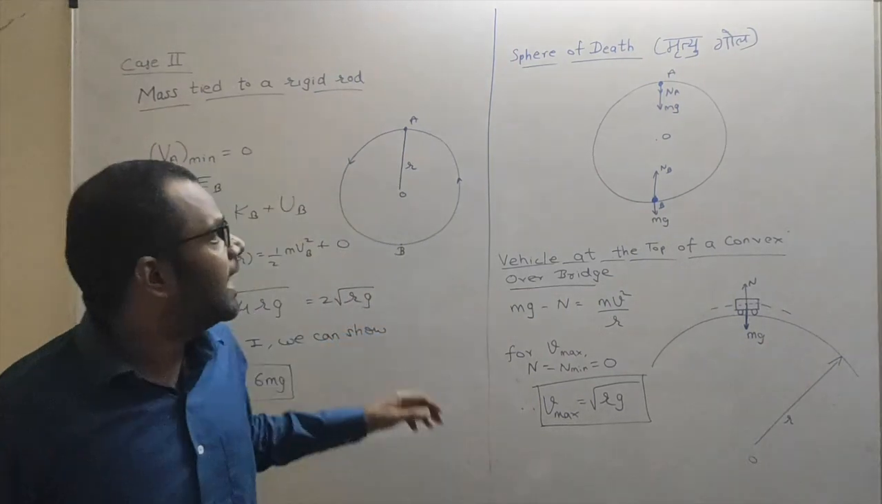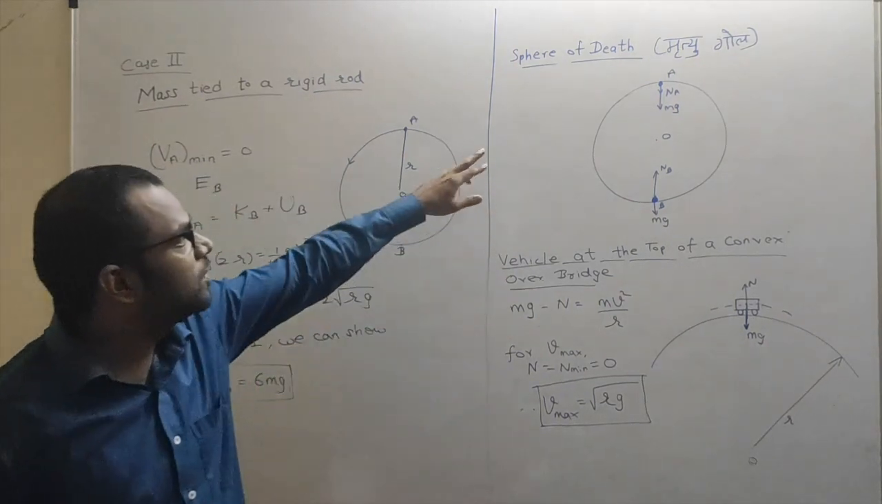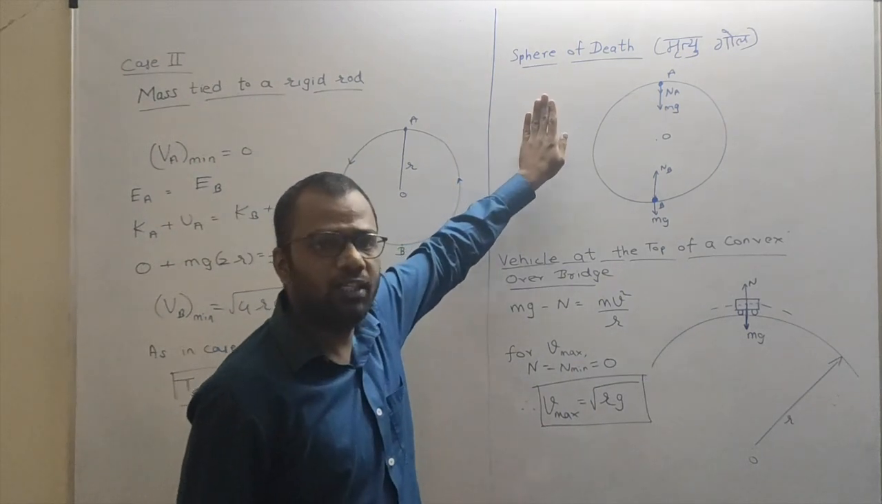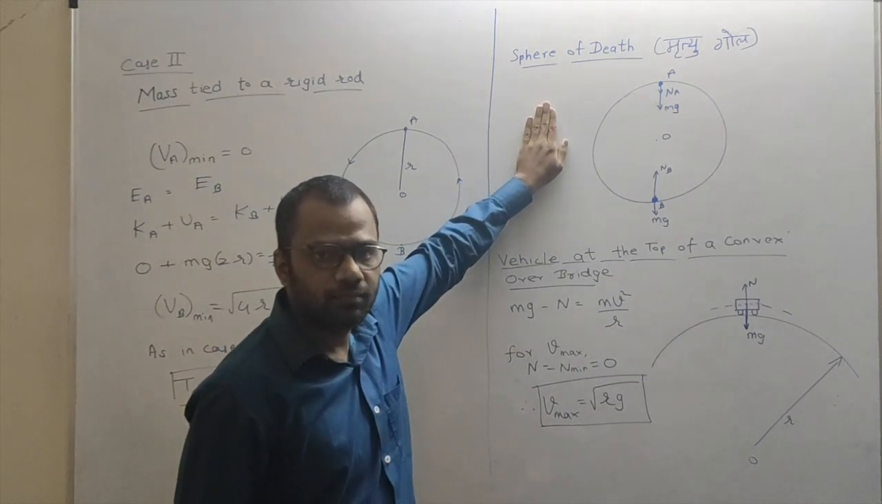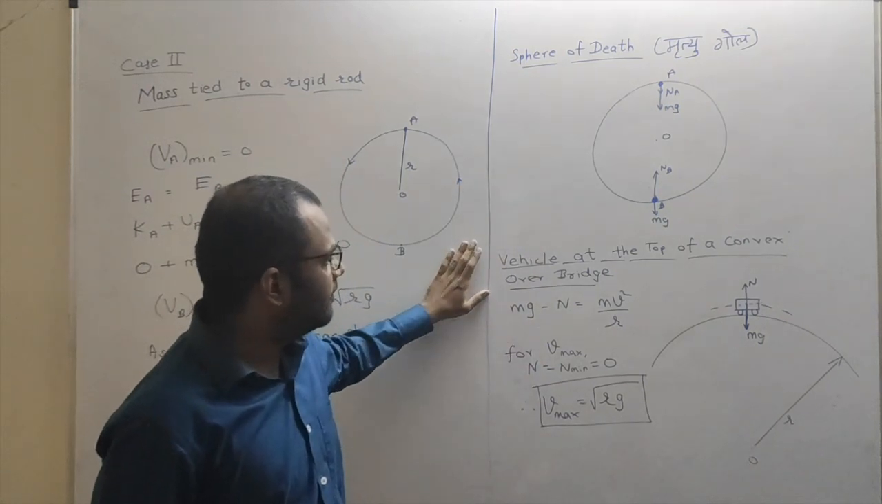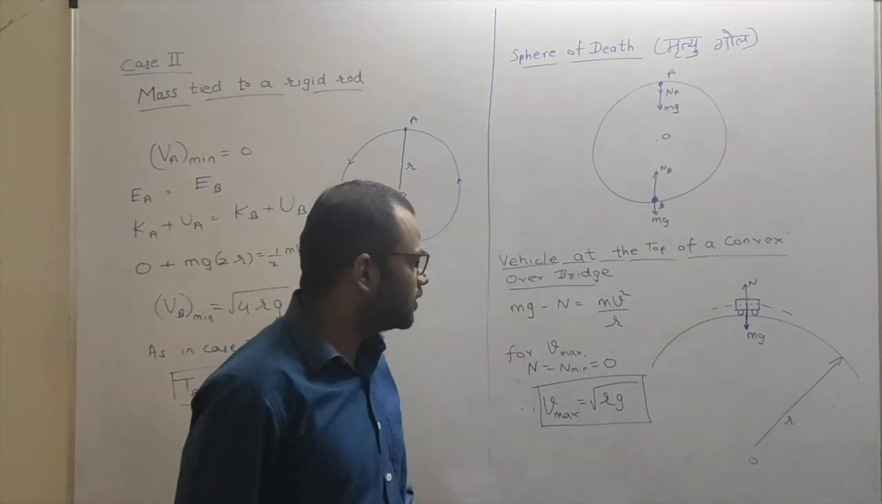And after this, you can write down about sphere of death. You can draw this diagram and write this discussion in your own words. Fine. Okay. Now after that, write down vehicle at the top of a convex overbridge.